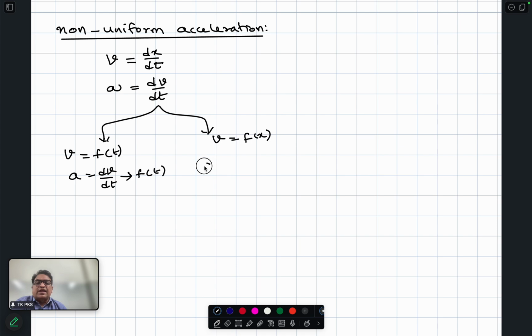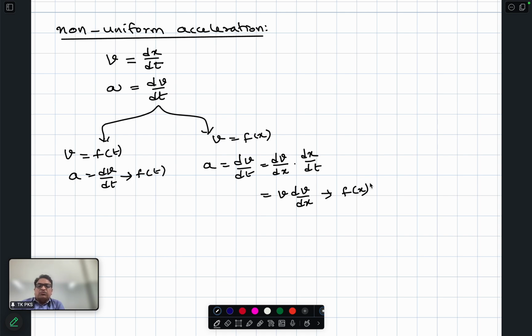So in this case, acceleration can be written by modifying this differentiation, and dx by dt is nothing but v. You can write this as v dv by dx. Finally, you will get this as a function of position.